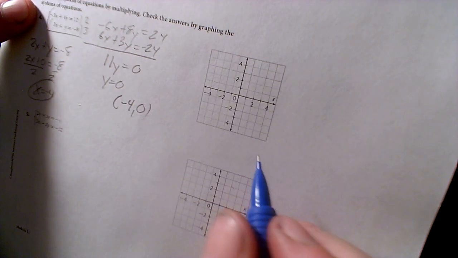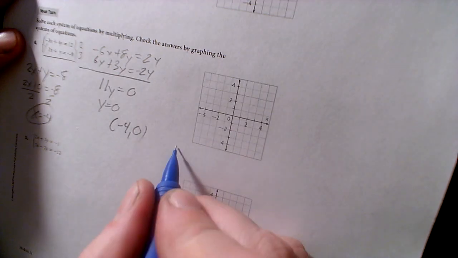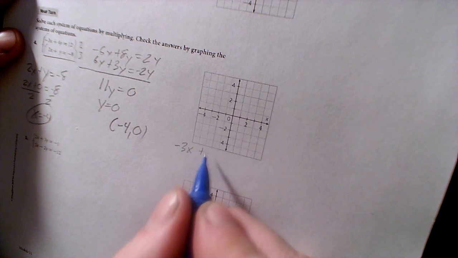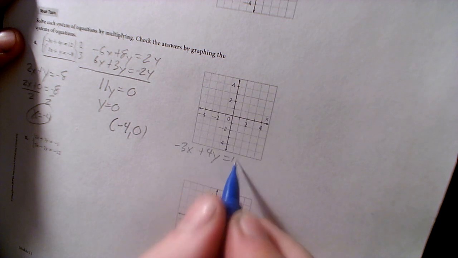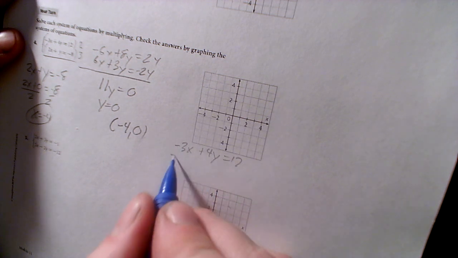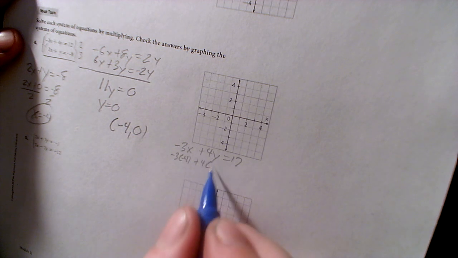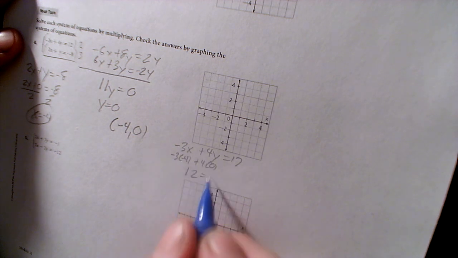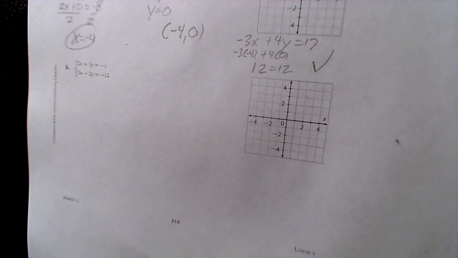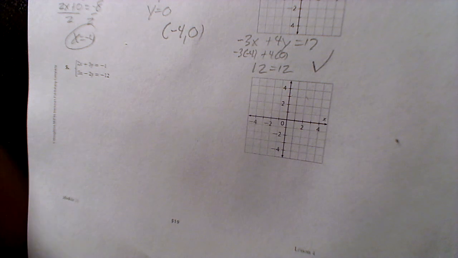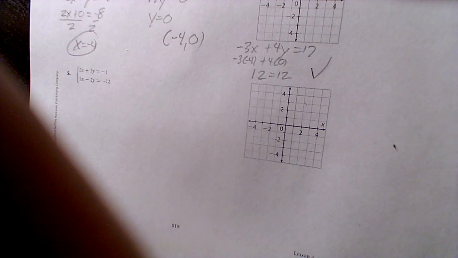Let's check this by plugging it back into the other equation. This one right here. Negative 3x plus 4y equals 12, and I've got negative 3 times negative 4, and 4 times 0, and that gives me 12 equals 12. It checks out. No graphing. You don't have to graph these. I think you know how.